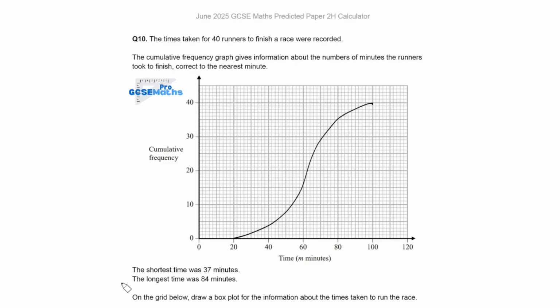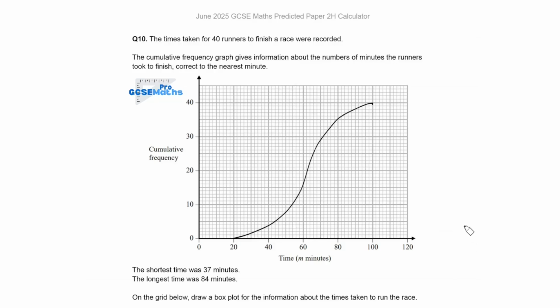Question 10. I've added in cumulative frequency to this one as well as paper 1 because it didn't come up in paper 1. So I would imagine it's still going to come up in either paper 2 or paper 3. You can go back to my predicted paper 1 and have a look at any of the questions where those topics haven't yet come up and practice those as well.